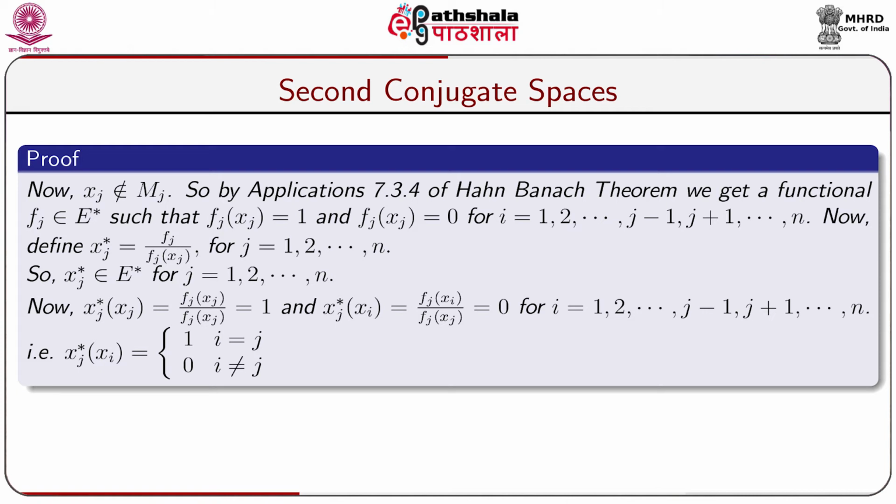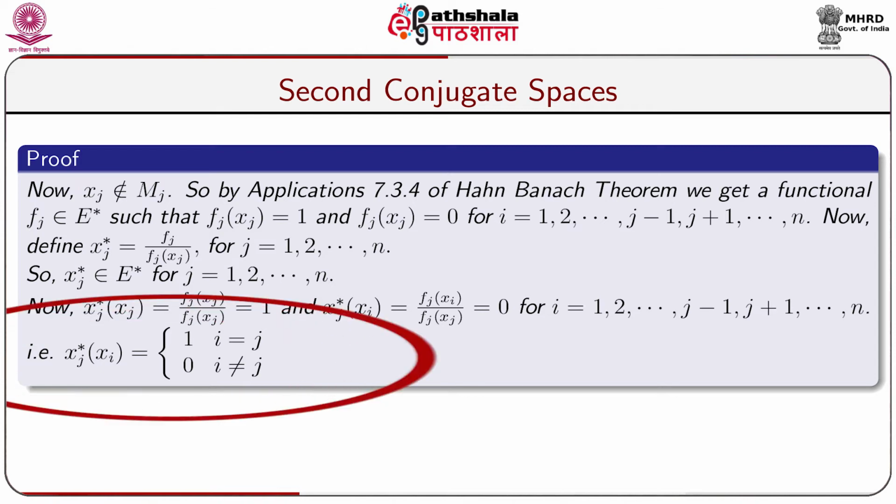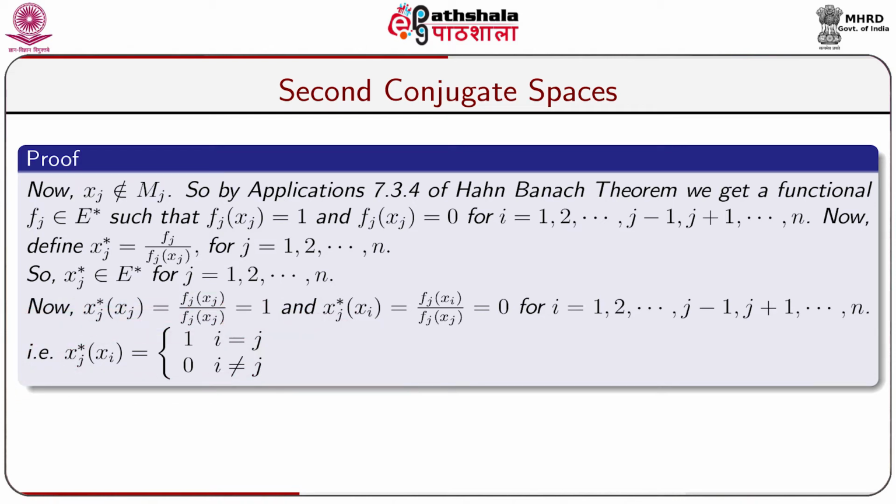That means xj star(xi) equals 1 where i equals j, and xj star(xi) equals 0 where i is not equal to j. Thus, we have got the required result.